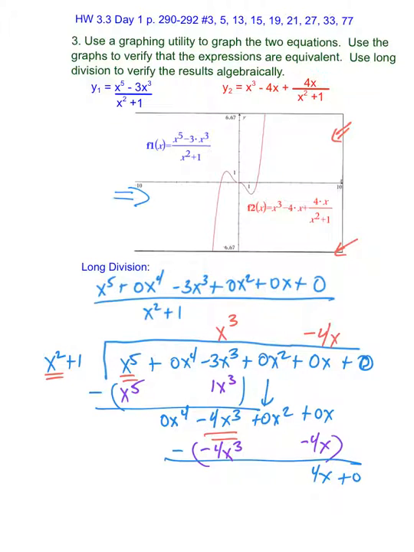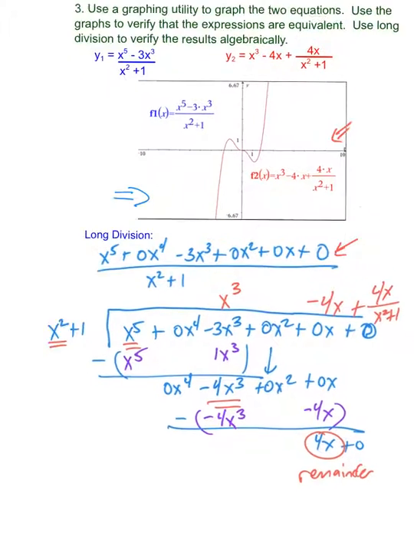Then we're going to ask, how many times does x squared go into 4x? It doesn't. So actually for 4x, we don't need the plus 0. That's our remainder. So we're going to add that on to our quotient as 4x over x squared plus 1.